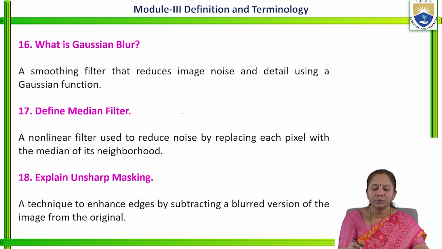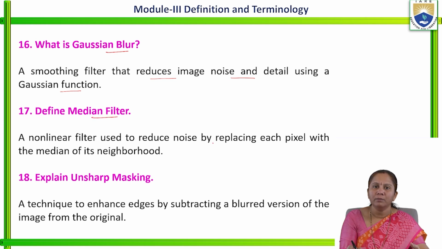And next one is, what is Gaussian blur? So it is one of the smoothing filters that reduces the image noise and details using a Gaussian function.